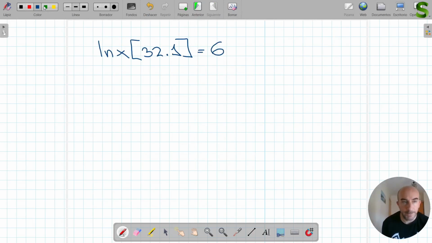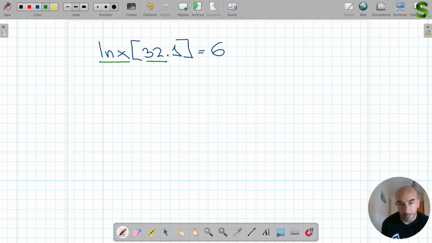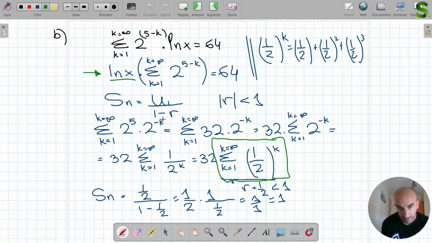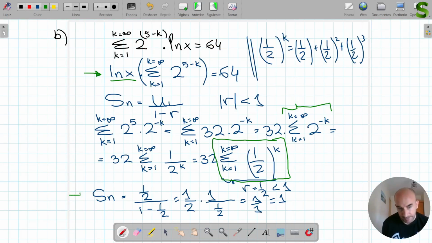Okay, so let's go back to this. This logarithm of x is this logarithm of x. 32 was obtained by rewriting this part over here and extracting 32. And then that left us the sum to infinity. So that's that 32, and the 1 we calculated here as the sum to infinity, which was 1. You can go back through the video and see what we've done there.